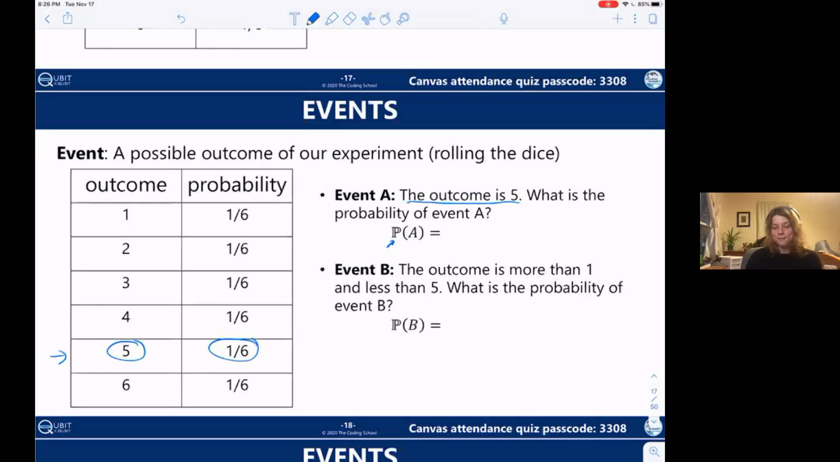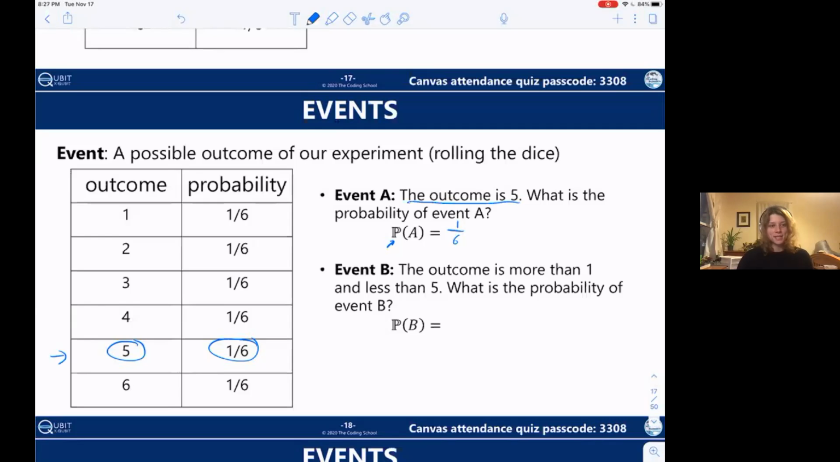Now for event B, the outcome is more than 1 and less than 5. So that does not include 1 and it does not include 5. This is a non-inclusive set. Yes, thank you everyone for sending yours.